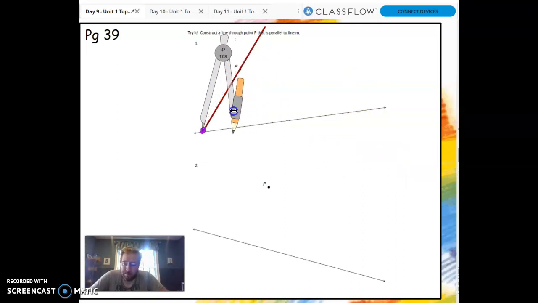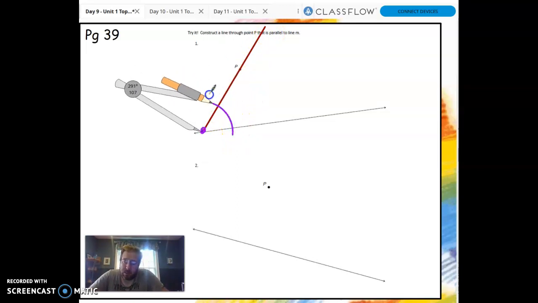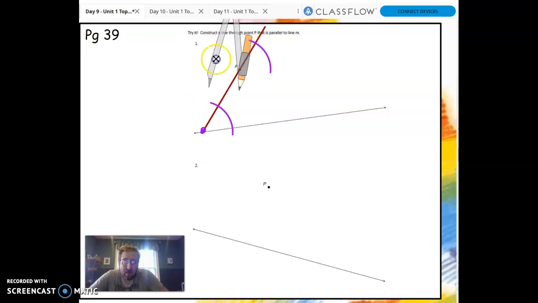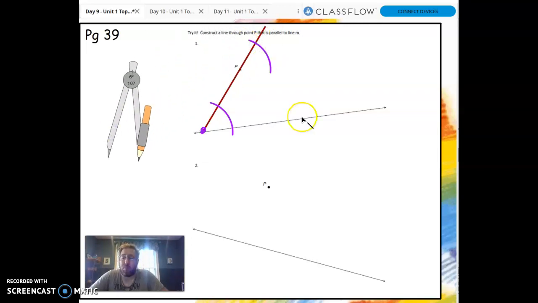So what I'm going to do is first pick a point on the line that they gave me. I'm going to connect that point, but going past it. Usually you want to go about twice as far past it. And then I'm going to copy an angle. If I can make this angle the same size as this angle, then what we would have is corresponding angles, and that would prove that the two lines are parallel.